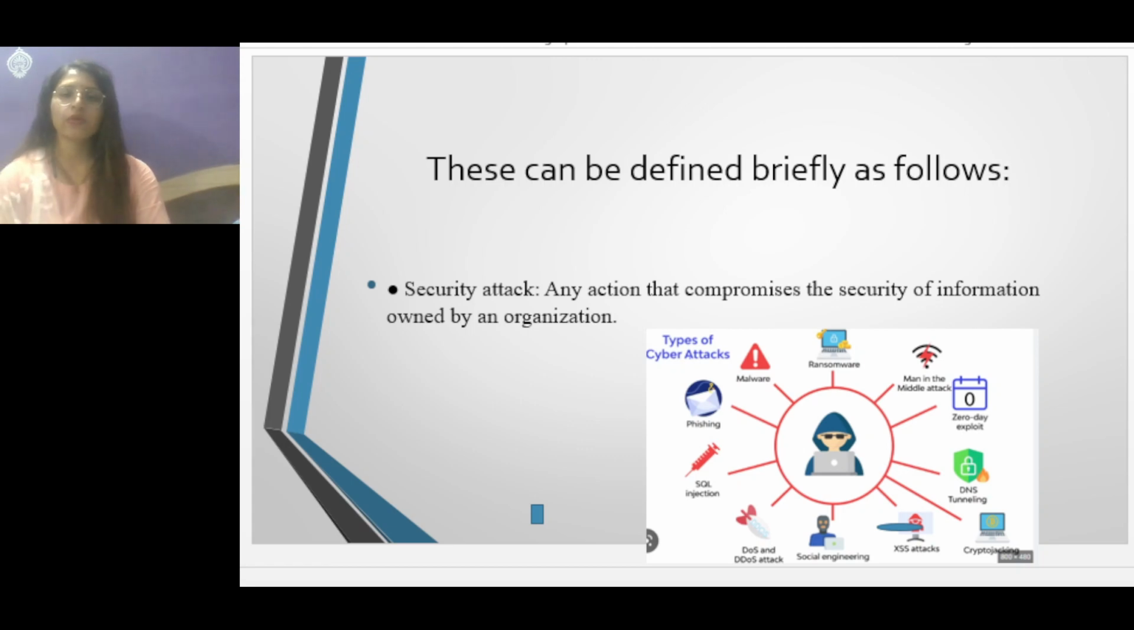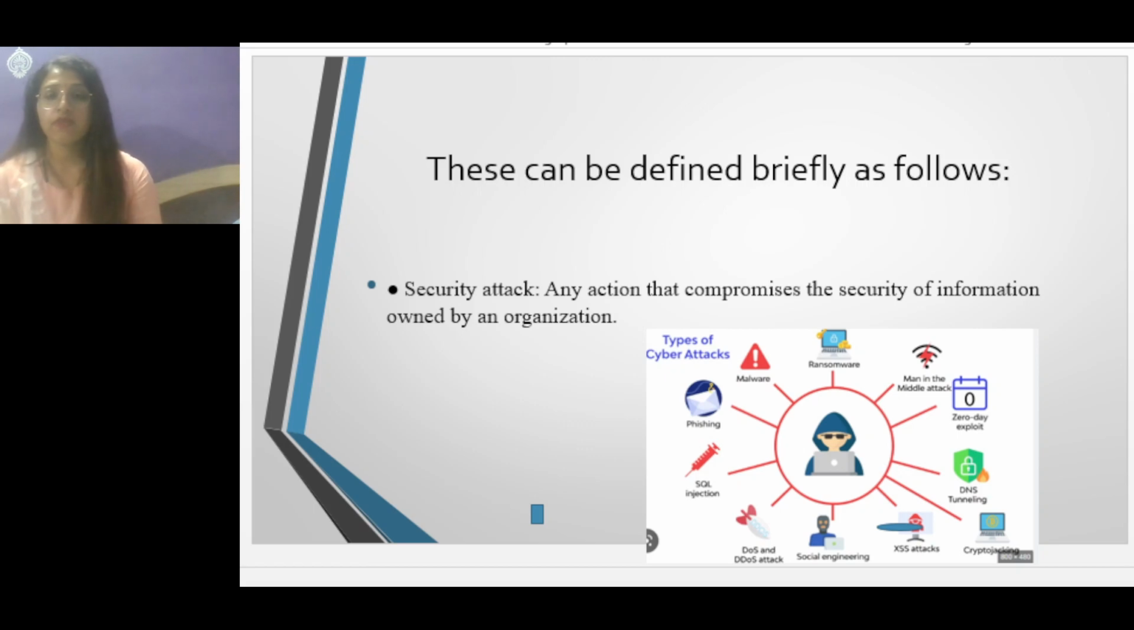What do you understand by security attack? An action that is going to compromise, meaning any action that is going to break down the security of the information owned by an organization. Okay, some website is there. What will be a security attack? The hacker is going to hack that website and make unnecessary deliberate changes. All these are security attacks.